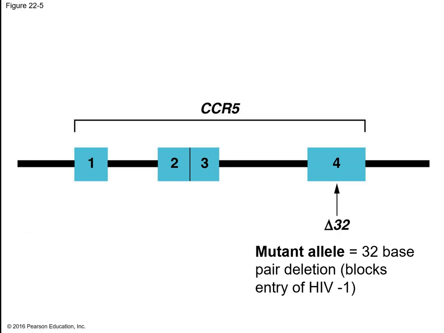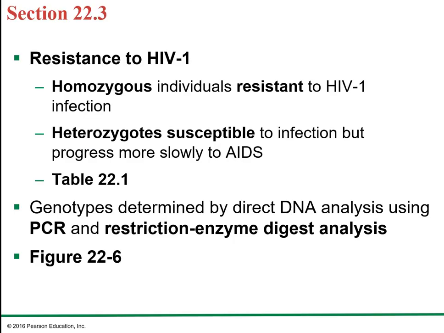Okay, right, so if you look at this figure 22.5 in your book, it's actually showing you the CCR5 gene, right? and showing you the exons here. And so if you look at this one particular exon, exon 4, what we found is that there's this mutant allele, right, that basically has a 32 base pair deletion here within this exon. And that mutation, right, or that deletion will block entry of HIV-1 into the cell. Okay, and so again, individuals that have that mutation actually are protected, right, in some way, right?